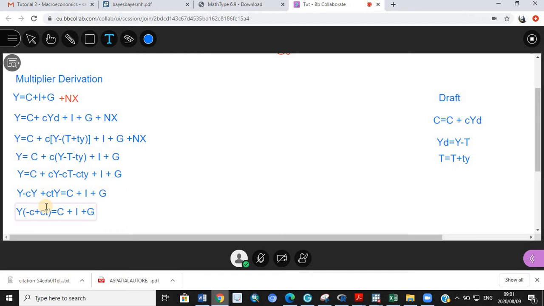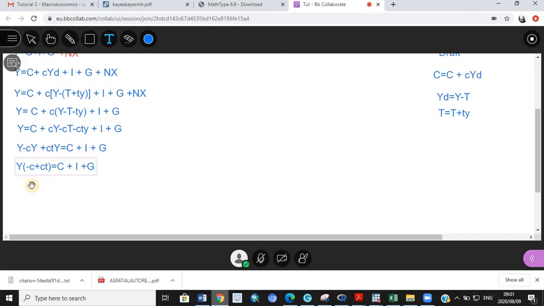But we are not looking for Y c t, no, we are just looking for Y. So in this case, Y is going to be equal to, this part is going to come to the second right of the equation, right? Is going to be 1. Let me just write a division line.